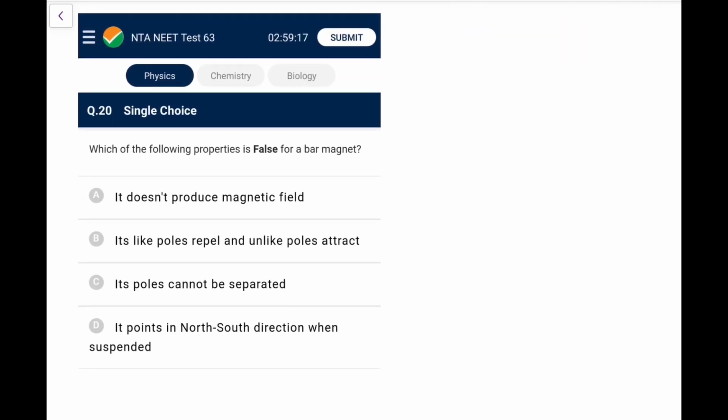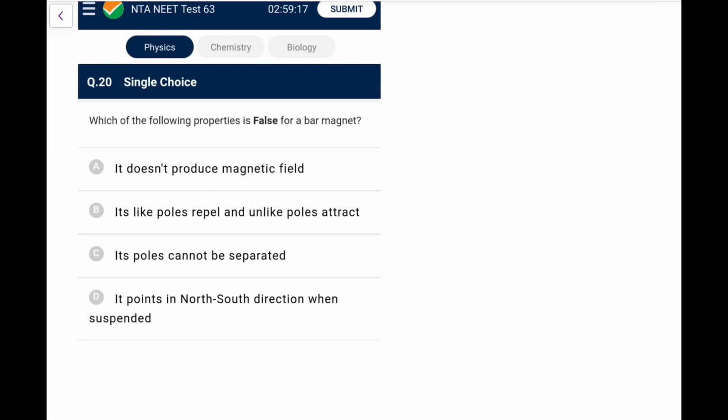Next, which of the following is false for a bar magnet? It doesn't produce a magnetic field, it produces a magnetic field, so that is false. The others you can check out.